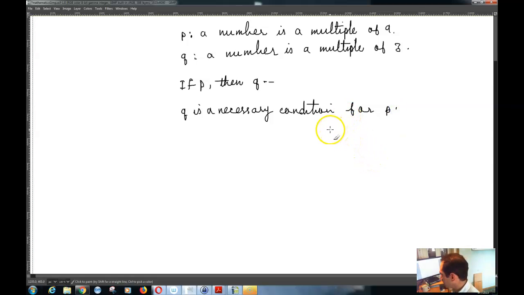So if Q is a necessary condition for P, what that means is that when a number is a multiple of 9, it is necessarily a multiple of 3. So when we say that Q is a necessary condition for P, what that means is that when a number is a multiple of 9, it is necessarily a multiple of 3. That's what this means.